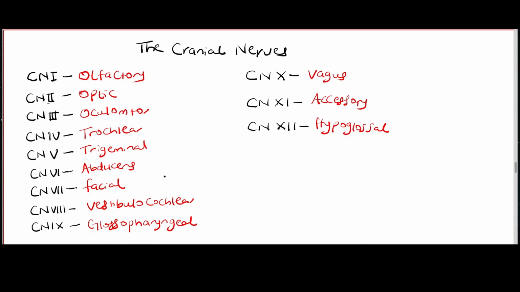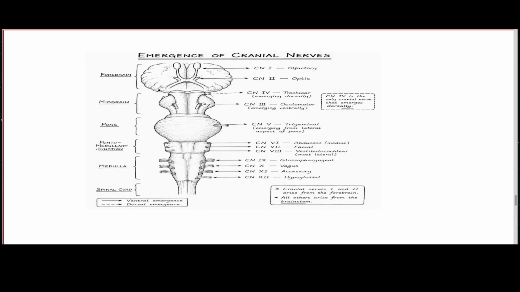Okay. Now let's talk about the origin of these cranial nerves. Now every cranial nerve is said to have two origins. So you have the true origin or the deep origin.